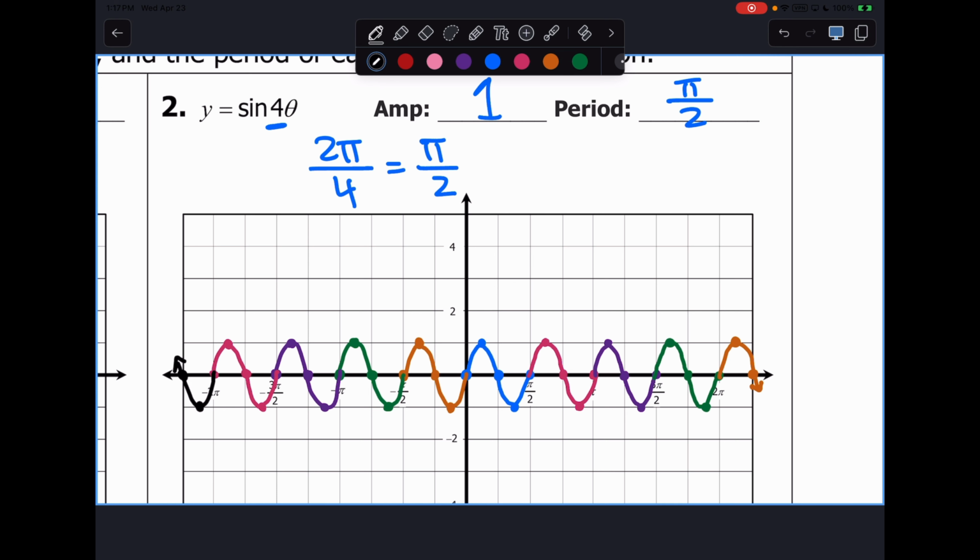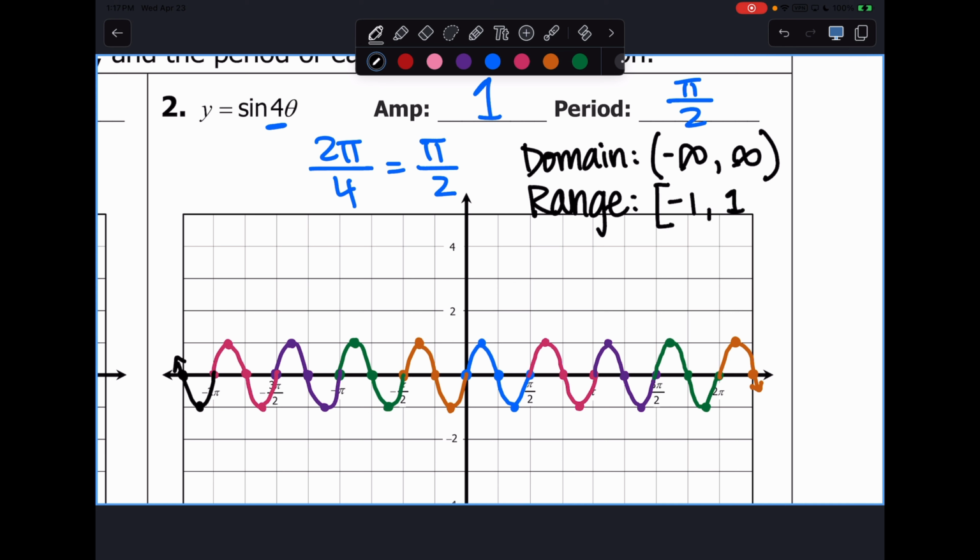All right. So what's my domain here? Or do we have to do domain? Yeah, you need to do domain and range for sine and cosine. Negative infinity to positive infinity. Range is brackets, -1 to +1.